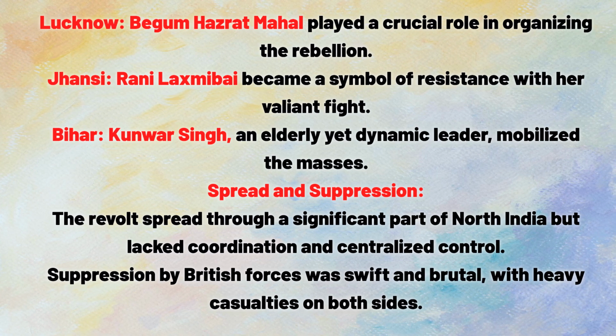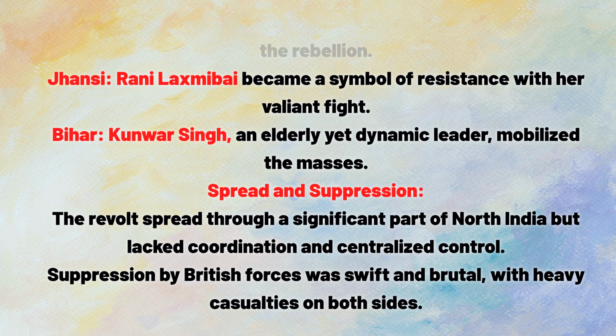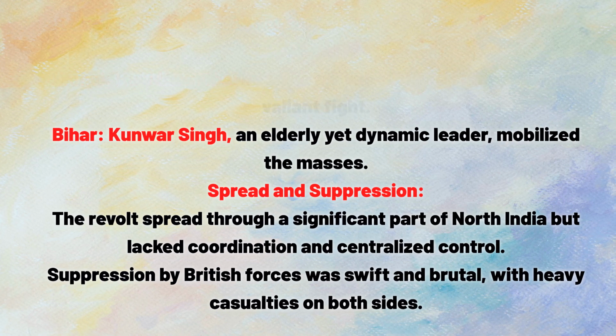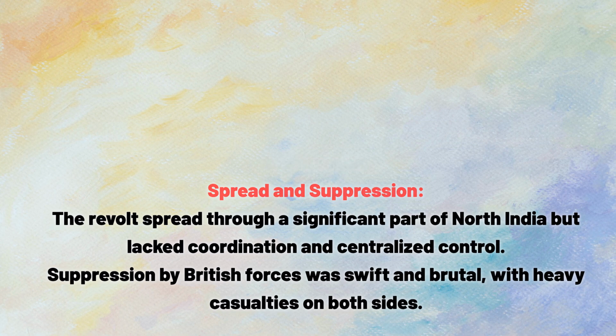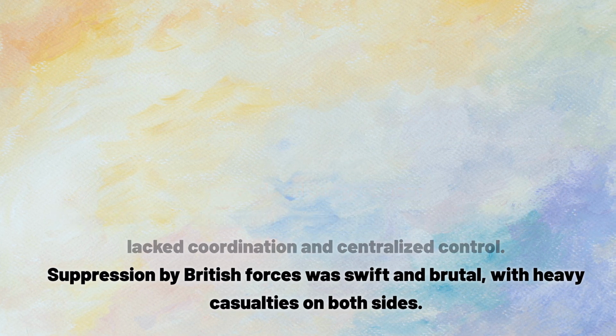Spread and suppression: the revolt spread through a significant part of North India but lacked coordination and centralized control. Suppression by British forces was swift and brutal, with heavy casualties on both sides.